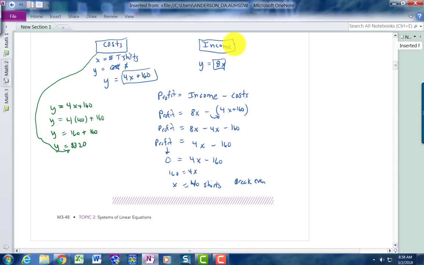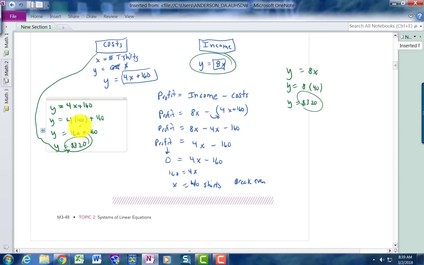What would your income be? Well, if you plug into your income function, you get y equals 8x, so y is equal to 8 times 40. And so y is equal to $320. So your income would also be $320. That's why you're breaking even, because you're making as much as you're spending to make the t-shirts. And therefore your profit is nothing. That's why we plugged in 0 for profit.